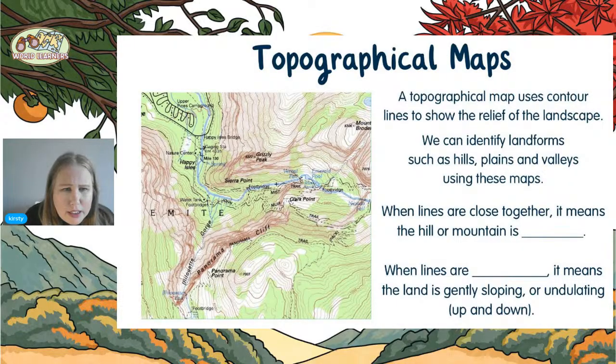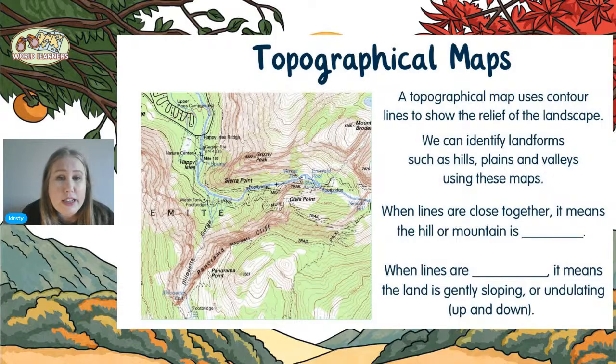So have a little look. We've got lots and lots of contour lines all over this. And we can see that some contour lines are really spaced out and some much closer together, much more bunched in. We've got loads all together. What do you think the difference is? When the lines are close together, it means that the hill or the mountain is... what word would you fit in that gap?